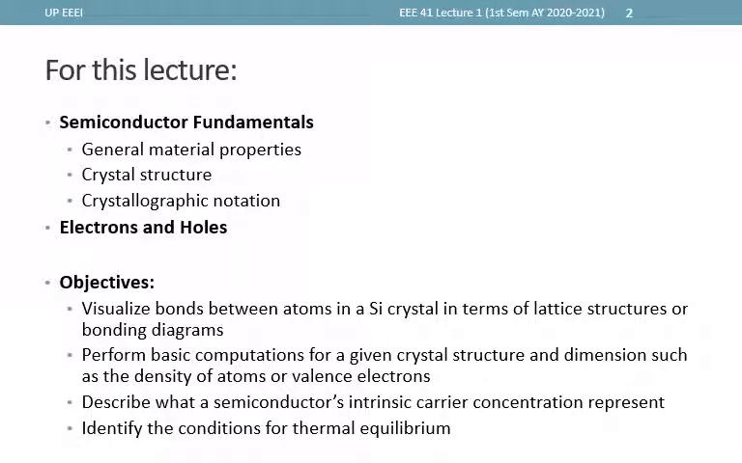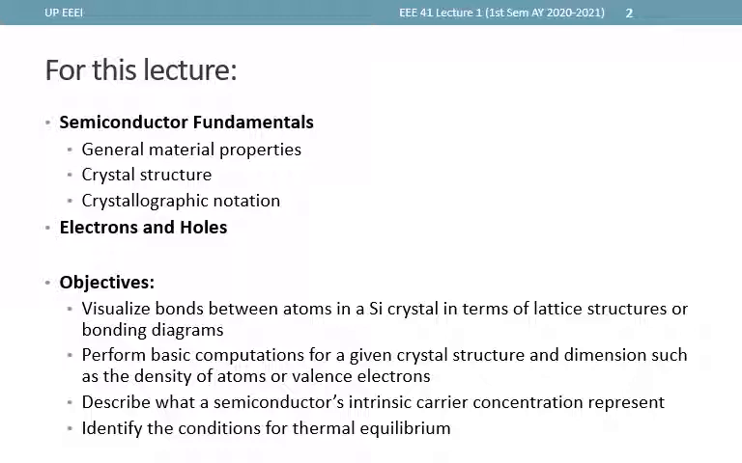So for this lecture, we'll cover general material properties of semiconductors, including identifying common semiconductor materials. We'll discuss semiconductor crystal structure and introduce the crystallographic notation or Miller indices. We'll also discuss the concept of electrons or free electrons and holes in this lecture. Hopefully, by the end of this lecture, we'll be able to meet the following objectives.